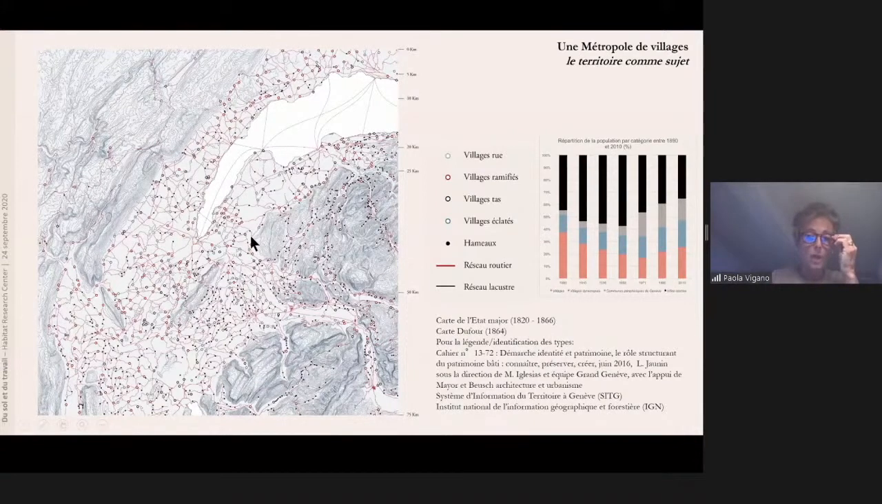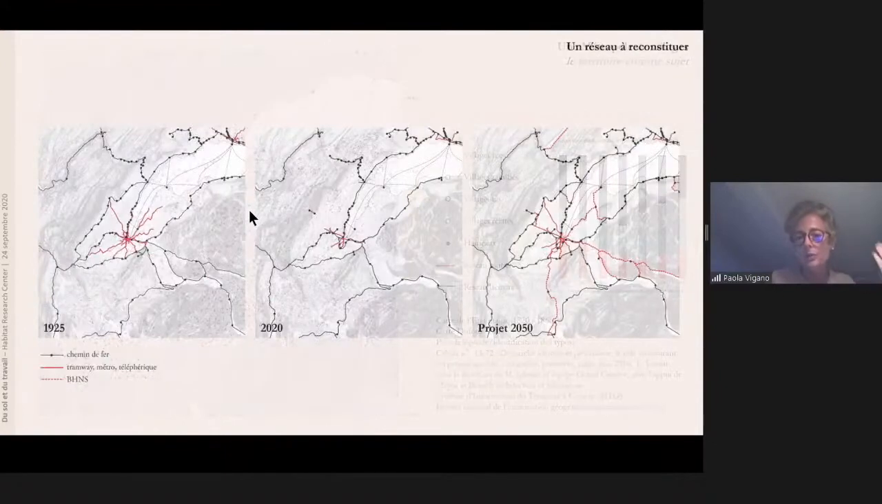We have to work on this structure. This is a long-term structure, and we have to work on it. We cannot simply impose a model on a territory. We have to work with the territory. And there is a lot to re-understand.